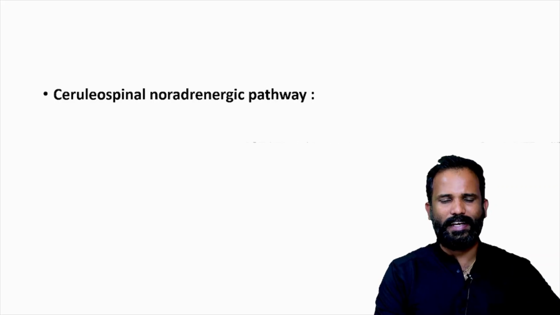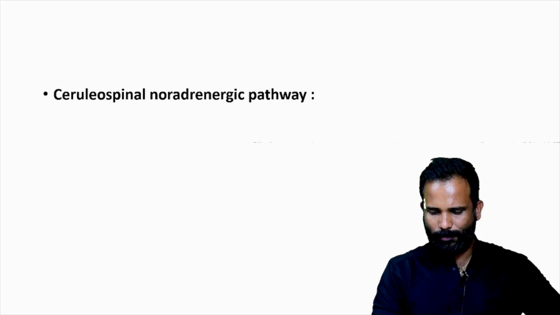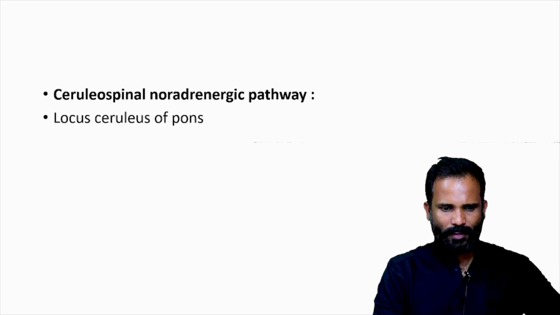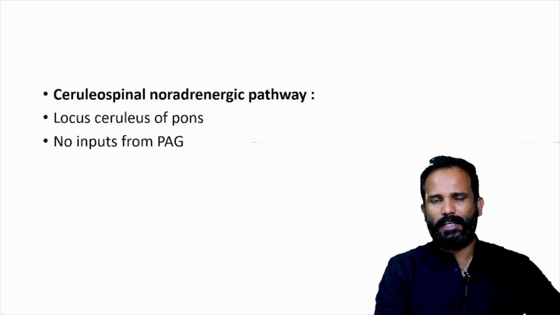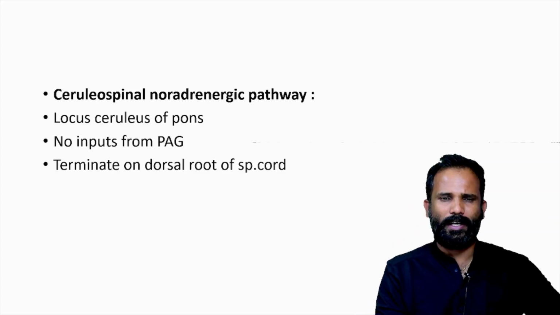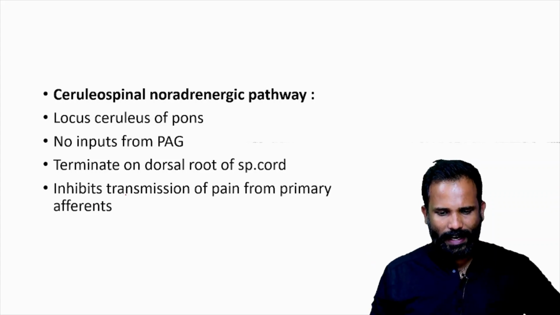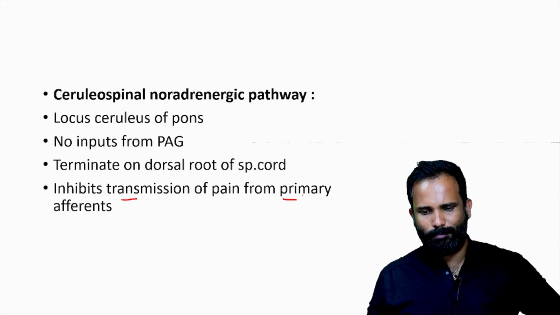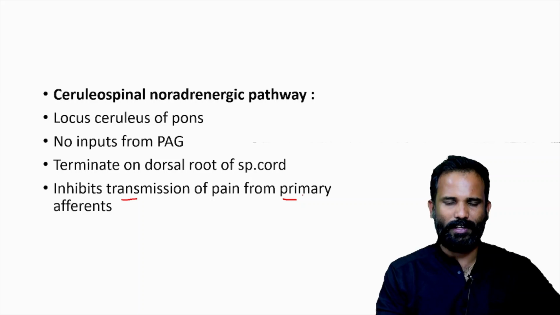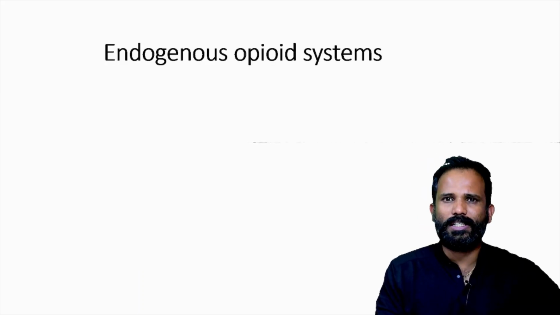Another one is there, which is called the cerebrospinal noradrenergic pathway. Similar to the raphe magnus, the locus coeruleus of the pons is directly stimulated, with no inputs from the periaqueductal gray matter. It comes to the spinal cord dorsal root and it inhibits the transmission from primary afferents. Similar presynaptic inhibition. Now endogenous opioid systems.